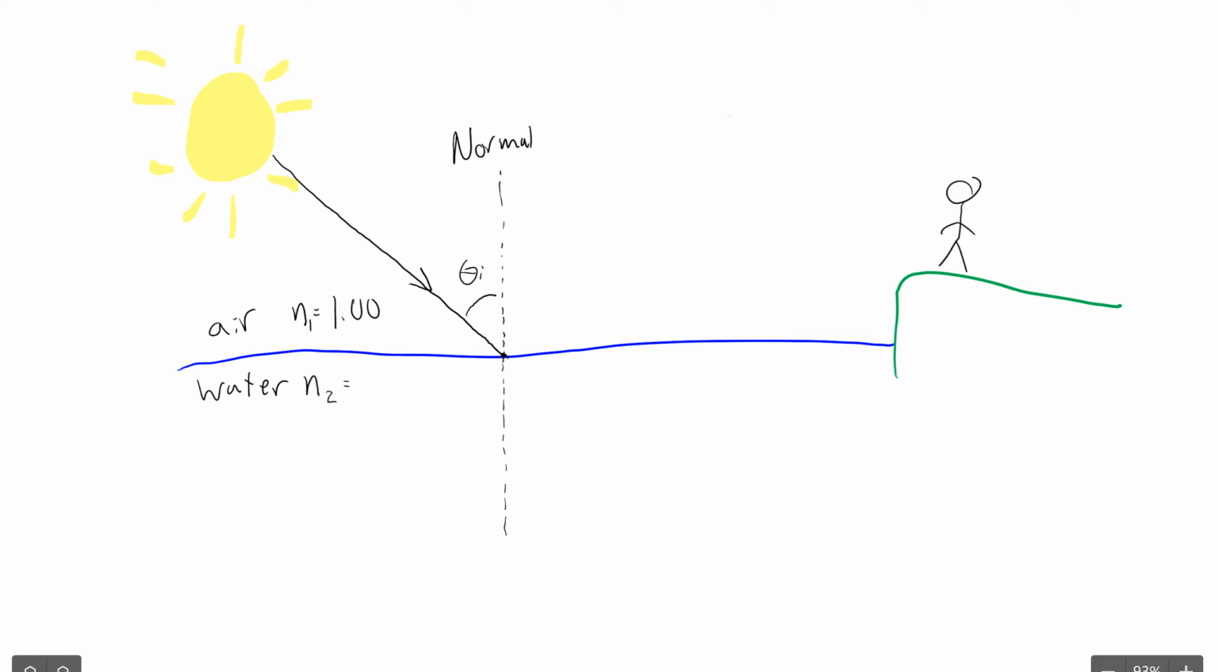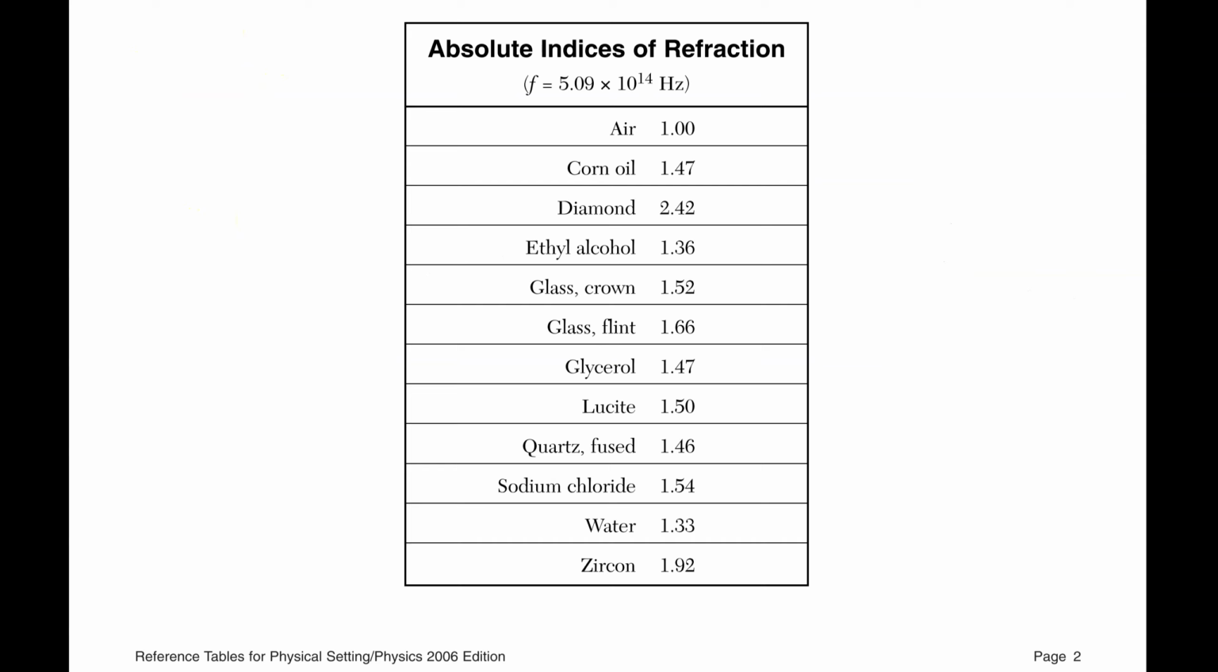We need to look at our reference table for the index of refraction of water. So here on page 2 are the indices of refraction. We said air was very close to 1, and for water, it's 1.33. So N2 is equal to 1.33.